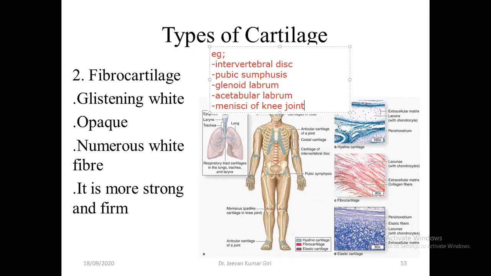Now the menisci of the knee joint, you will see in this region. See here, red color you can see in the knee joint. These menisci actually divide the cavity of the knee joint into two compartments, the upper superior compartment and the inferior compartment. Just remember that is again fibrocartilage. These menisci are C-shaped fibrocartilage.